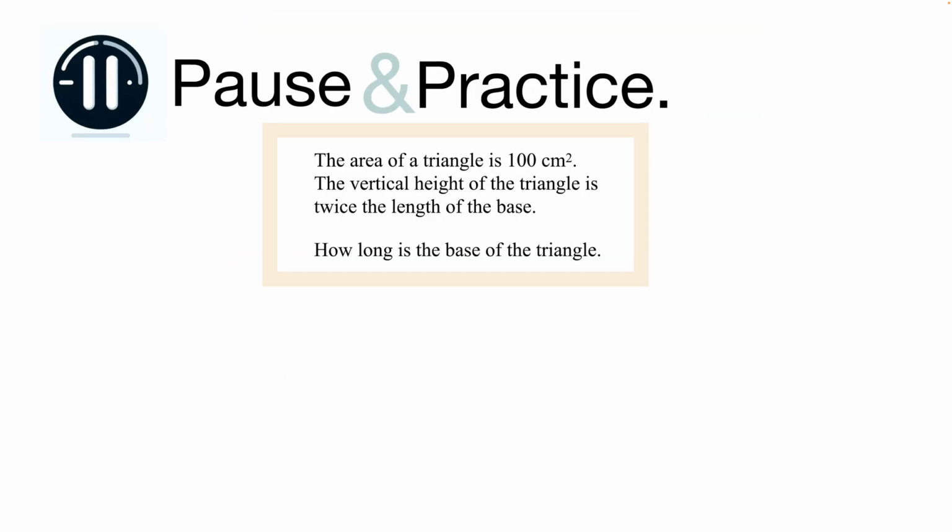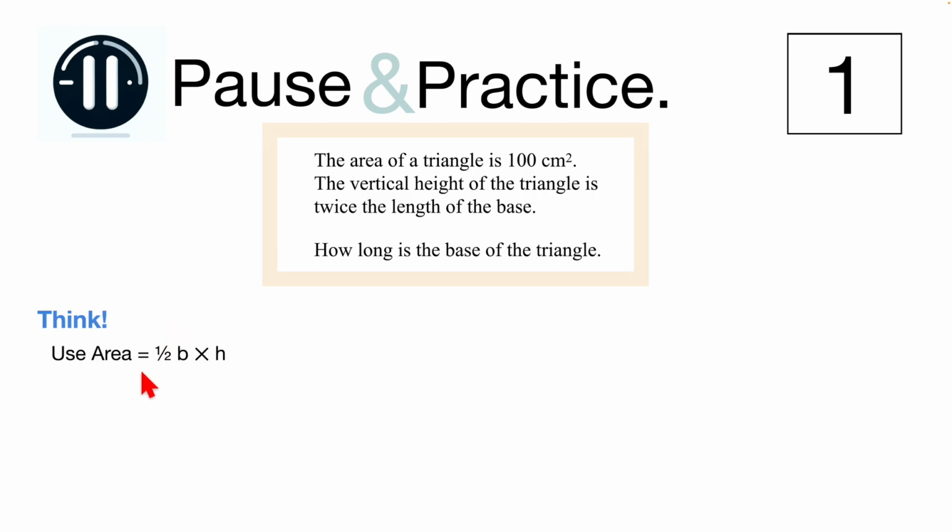Anyway, here is your chance to show your skills. I'll give you the answer in a moment. Area of a triangle is 100. Vertical height is twice the base. How long is the base? Well, have a think. Clearly we're going to use this. Area equals a half base times height. We're going to form an equation. Solve the equation to find b.